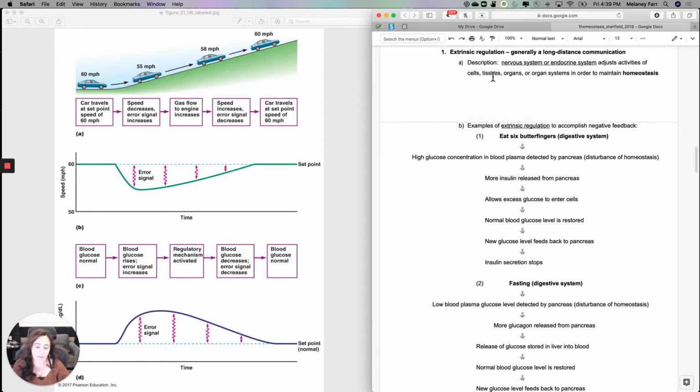There are a couple of examples we'll run into later this semester in which I use another body system, but a good general rule is if I'm using the nervous system or the endocrine system to help and the problem didn't occur with the nervous or endocrine system, it's probably going to be extrinsic regulation. So it's usually slightly longer distances. The objective is still the same here. The objective is still to maintain homeostasis. So let me give you a couple of examples.